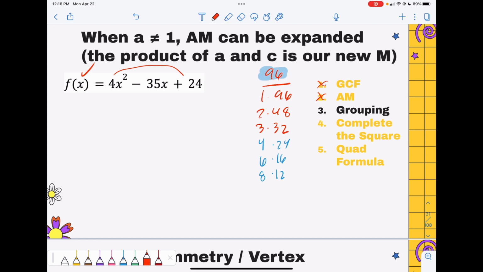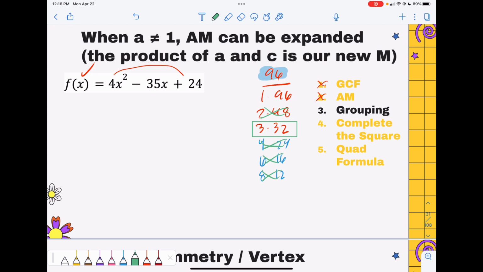Positive 96 product means they have to have the same sign. So if one negative, one positive, not going to work. So let's have a look over here. I think it's going to be 3 and 32. If I look at 4 and 24, that's 28 or 20. No, 6 and 16 is 22. 8 and 12 is 20. 2 and 48 is 46. So it's got to be 3 and 32.